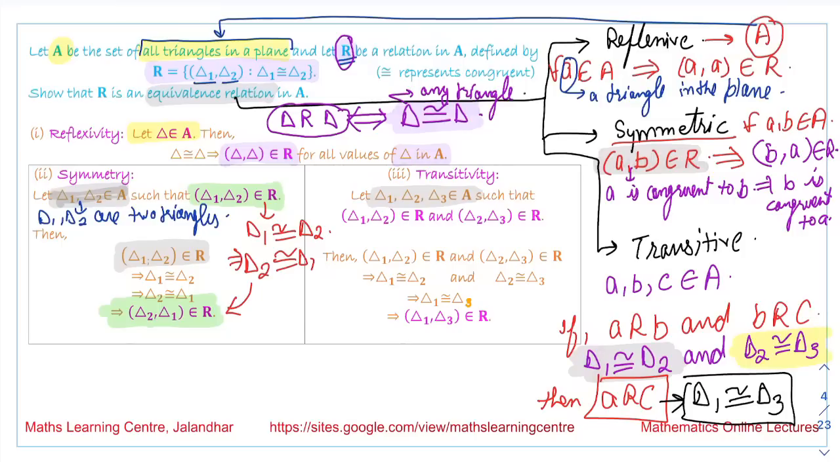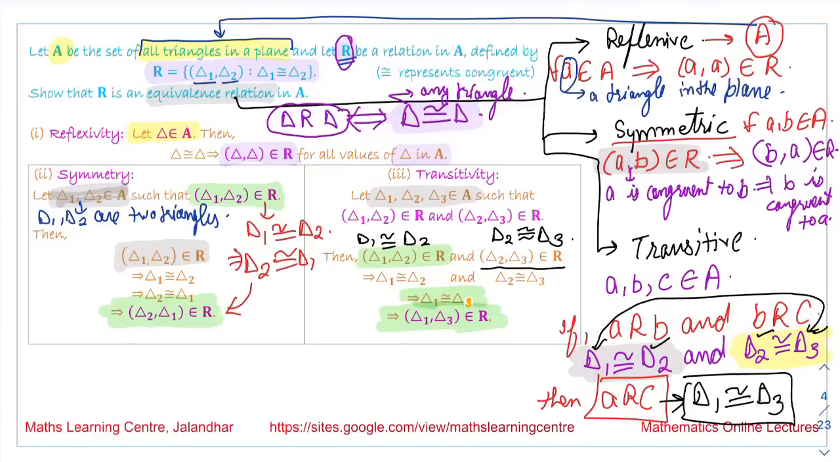This thing we have already proved in our previous classes, that if two triangles delta 1 and delta 2 are congruent, and delta 2 and delta 3 are congruent, then delta 1 and delta 3 are also congruent to each other. So this thing is shown over here. We are saying delta 1 comma delta 2 belongs to R, it means delta 1 is congruent to delta 2. Delta 2 comma delta 3 belongs to R means delta 2 is congruent to delta 3. Then this implies that delta 1 is congruent to delta 3. And this is what we have to prove.